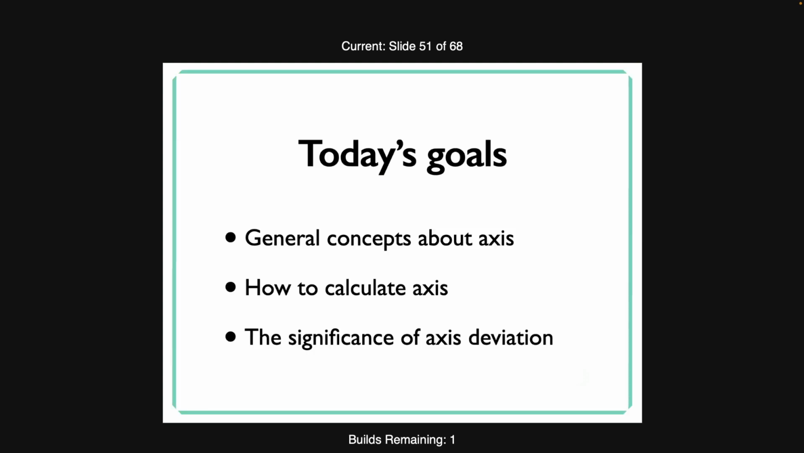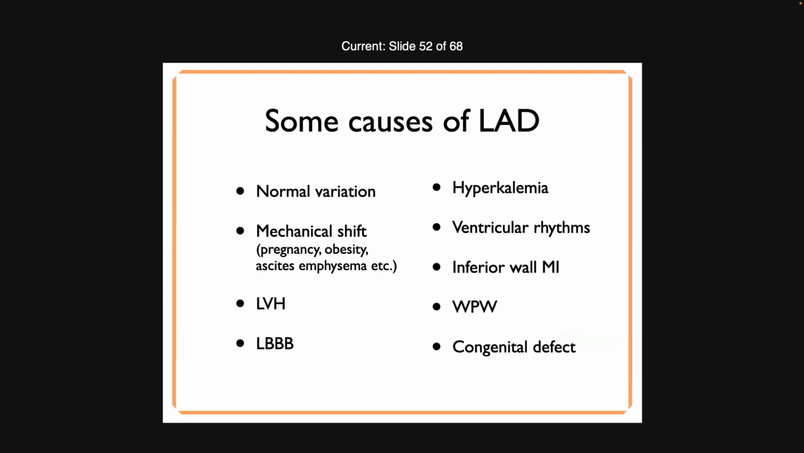So why do we care? My argument is we don't care that much, but we care a little bit. There are a couple times where it's useful. So normal, we don't need to talk about that. What are some causes of left axis deviation? Well, number 1, it could be a normal variation. Number 2 is mechanical shift: pregnancy, obesity, ascites, emphysema, etc.